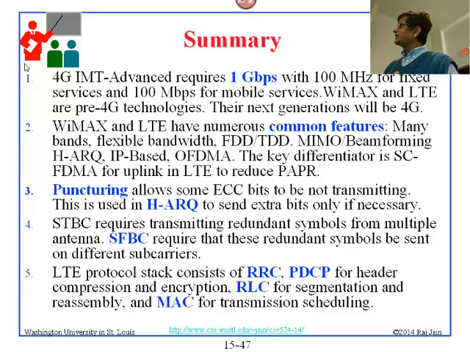STBC requires transmitting redundant symbols from multiple antennas. STBC is the space-time block coding. In the space-time block coding, from one antenna, you send some symbols. From the second antenna, you send some other symbols which are related to the first. Like conjugates. If you remember that, right? S1 star, minus S2 star, and so on and so forth. That is STBC. SFBC requires doing that on different carriers. That is space frequency block coding.